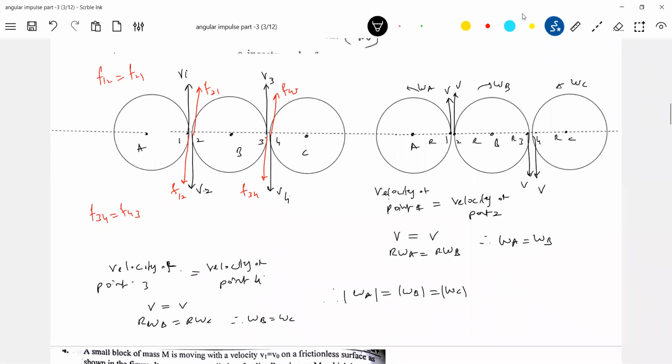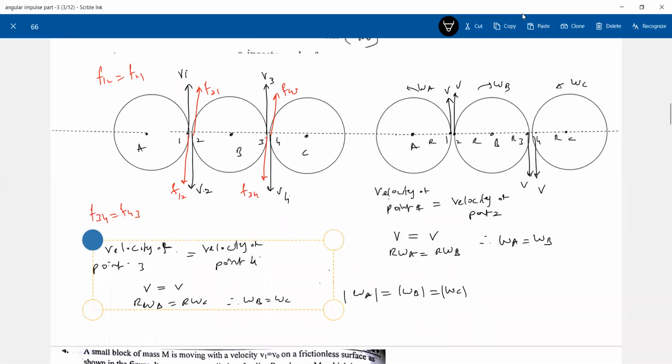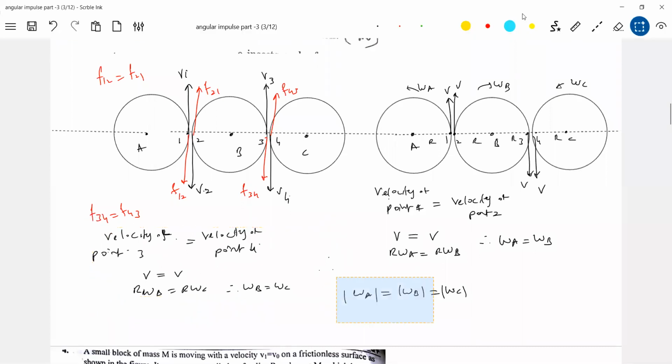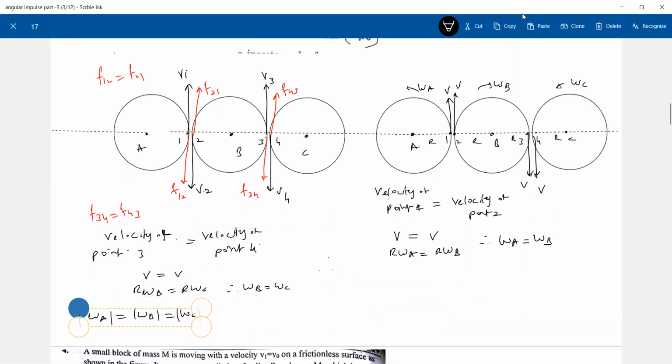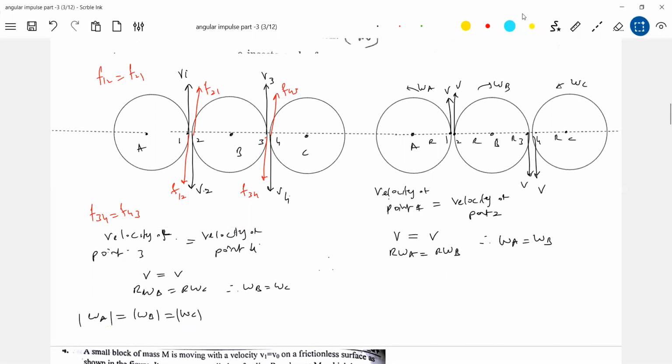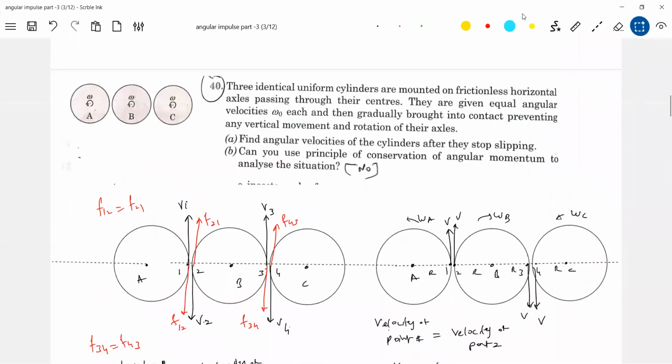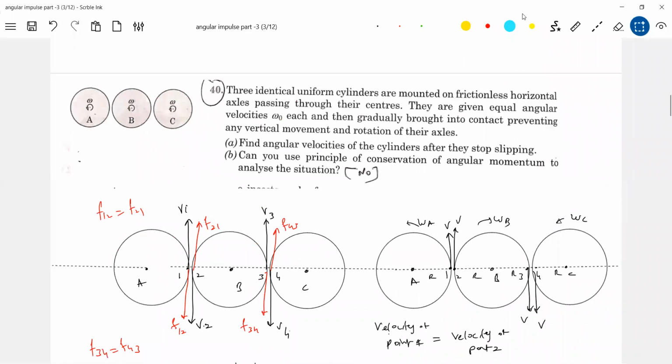I'll apply the angular impulse, angular momentum equation, because I think that's the only thing available which is going to help us a lot. What is the angular impulse, angular momentum equation? Now, let me take this one. What was the initial angular velocity? It was omega, no? And finally, it has become omega A.